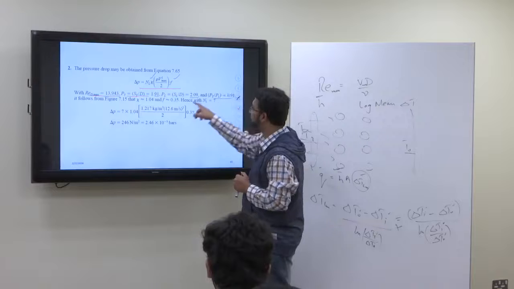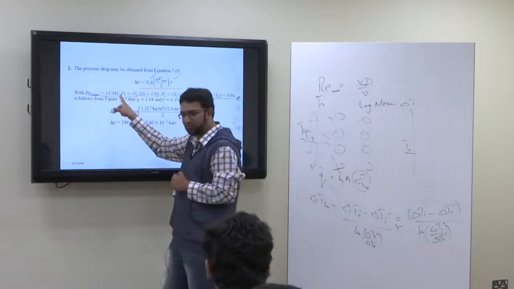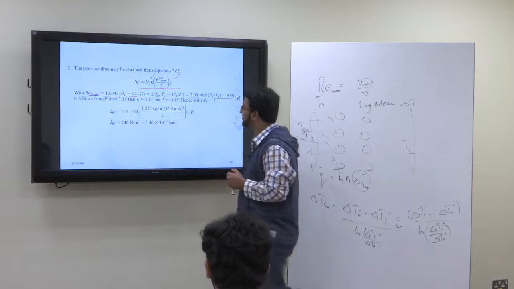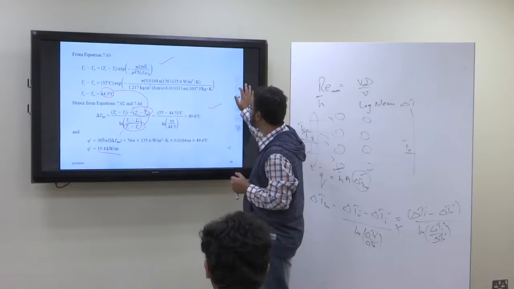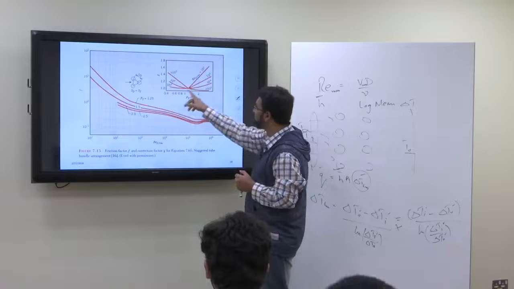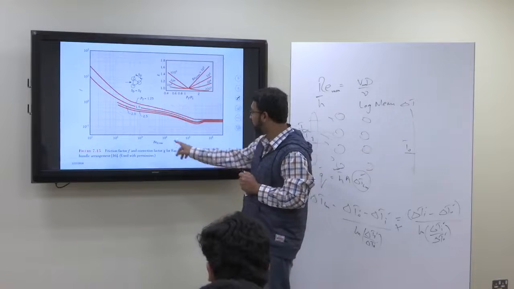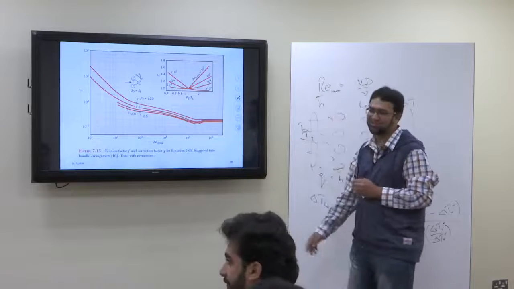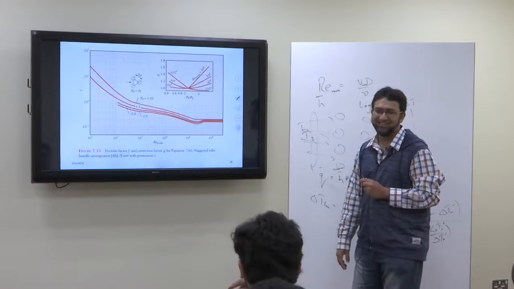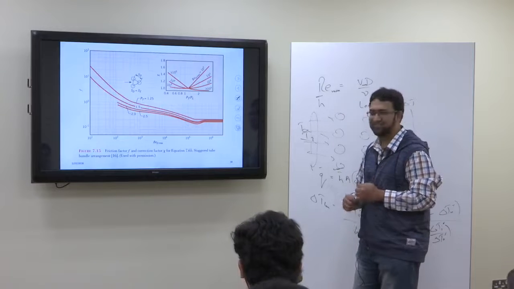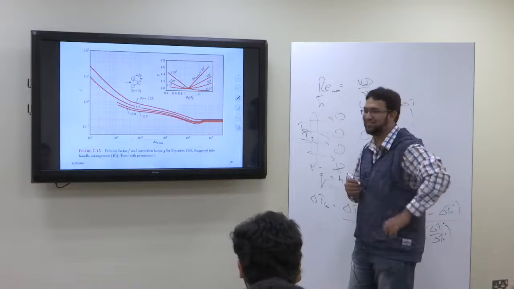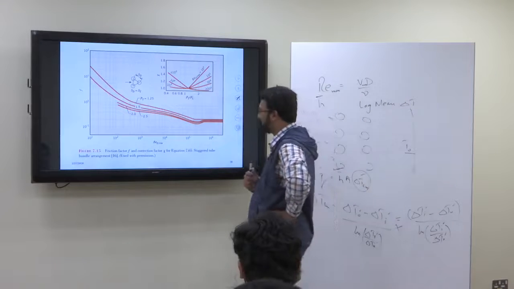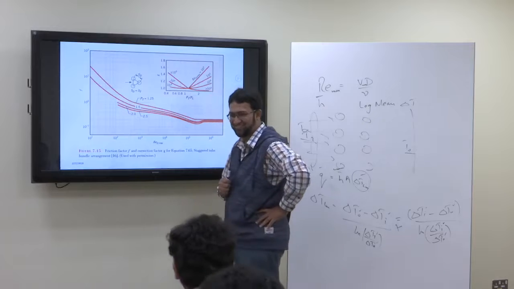So Reynolds number about 14,000, 13,943, right? About 14,000. So let's go back into the chart. So this is for the staggered arrangement. So 14,000 will be where? Tell me where will be 14,000? Between the second line and third line? Here, between the first and the second.